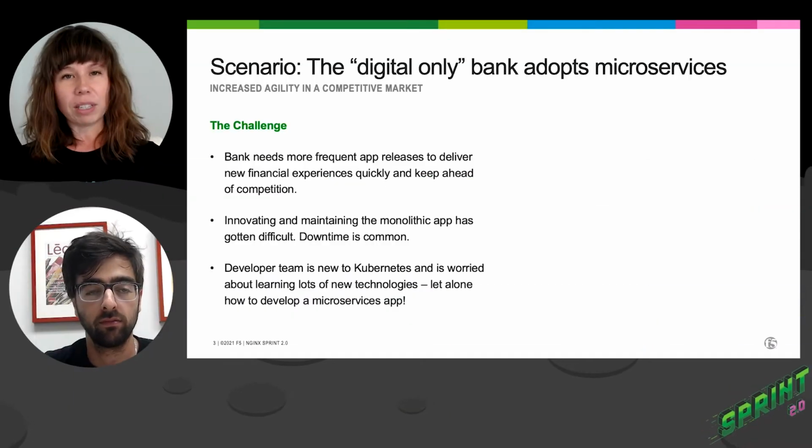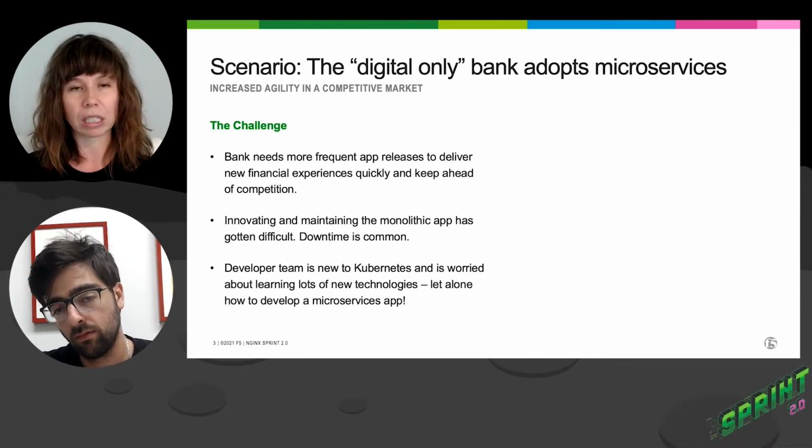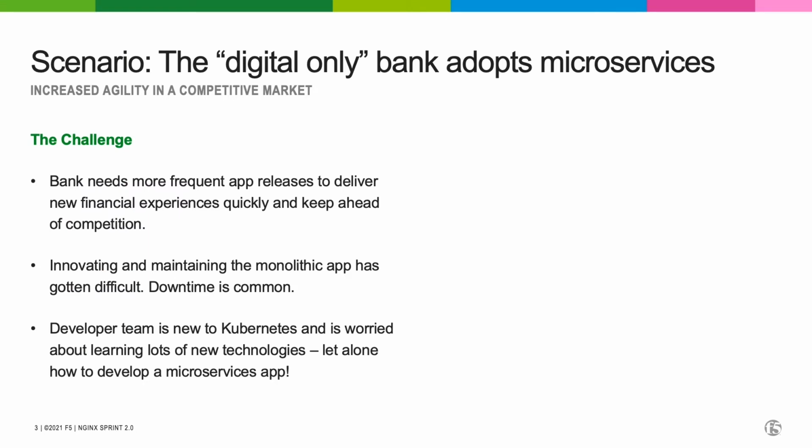So in our scenario of the digital-only bank, it's time for them to move from monolithic to microservices. The challenge that we often see when organizations are making this move, the reason that they're deciding to make it, is they want more frequent app releases. They need to be getting features out faster, delivering new experiences faster, so that they can keep ahead of the competition and keep their customers happy, get new customers. Often there's also a problem. Innovating and maintaining a monolithic app can get really difficult. The bigger it gets, the more complex. And downtime can get, unfortunately, pretty common.